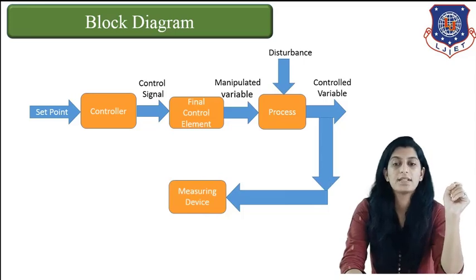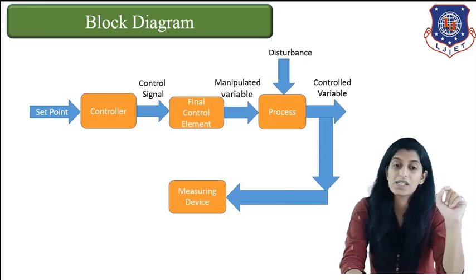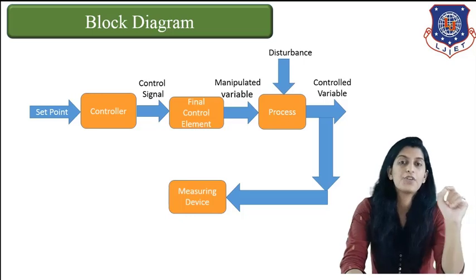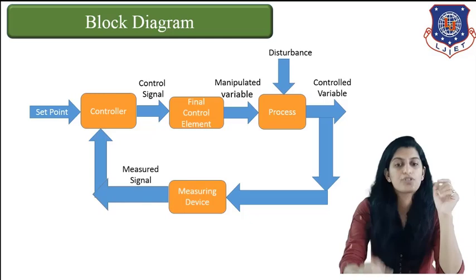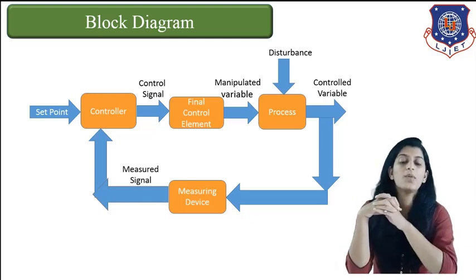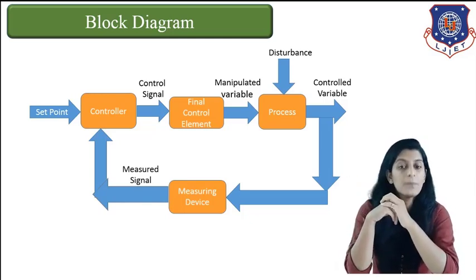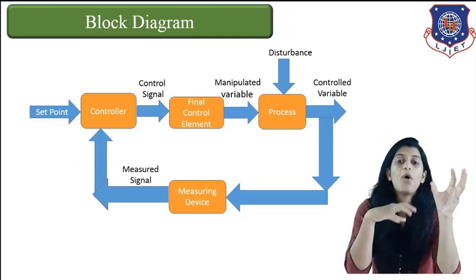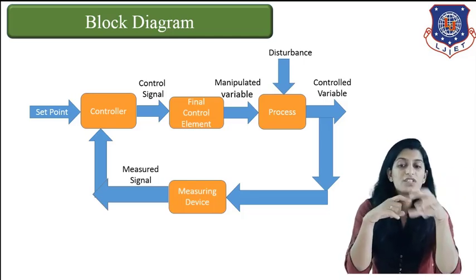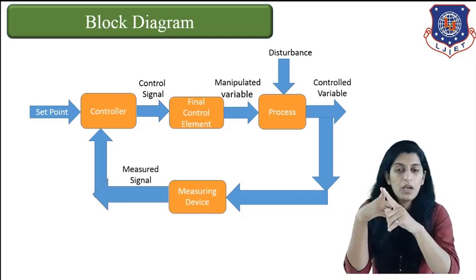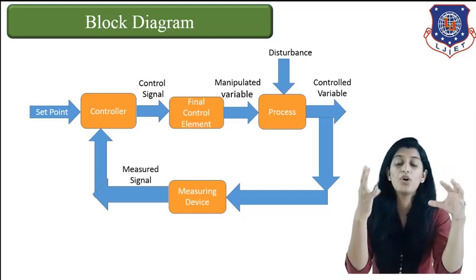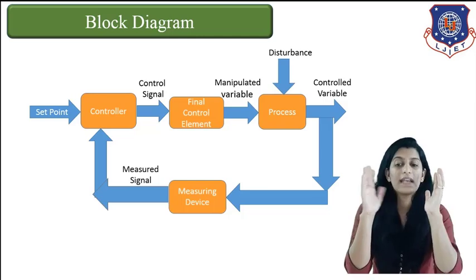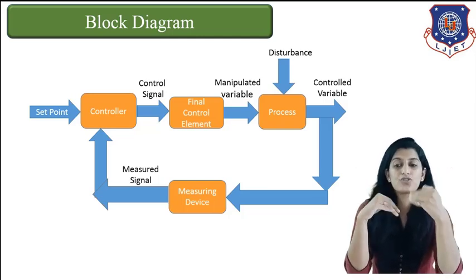There will be a measuring device which will simply measure the outlet condition from our system and send the reading back to the controller. So this is the entire block diagram. As you can see here, the most important features of this block diagram are controller, final control element, process and measuring device. Correct. So these are the most important features. Now let's discuss how they actually work.